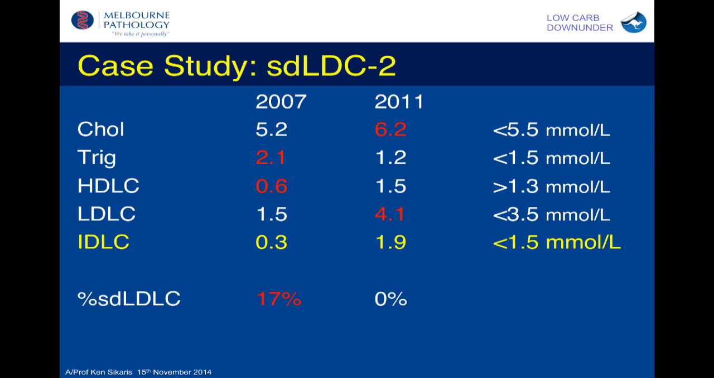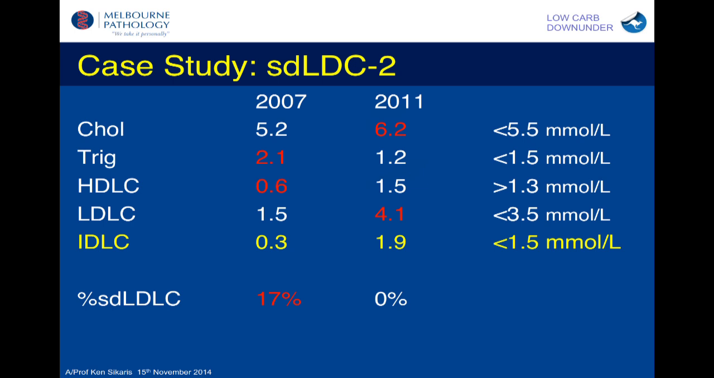Okay, and so getting back to this patient here who had the cholesterol rise, I think I showed them to you before, but I didn't highlight the IDL. This patient's IDL went from 0.3 to 1.9 on the low-carb, high-fat diet. So presumably they've got some sort of ApoE issue, which means that the high-fat diet's resulting in a higher level of IDL. Nevertheless, I'd still encourage this patient to stay on the diet because look at the small dense LDL, it's disappeared.